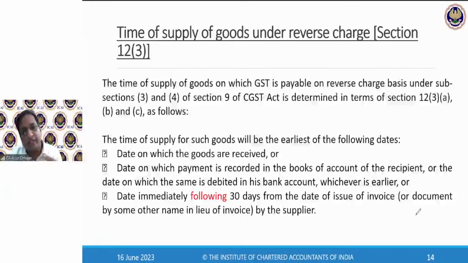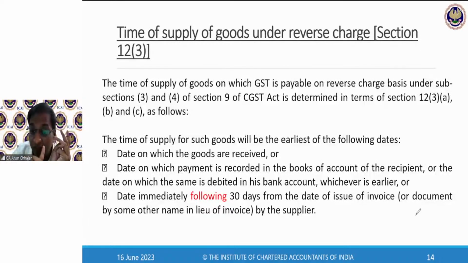What is the time of supply for the reverse charge? Okay, fine. All are understood. So time of supply of the goods under reverse charge would be the earlier of below 3. What is the 3? First is the date of the receipt of the goods. Second is the date on which the recipient makes the payment to the supplier. So payment means the date of entry in the books or date on which the payment is debited. And third is invoice plus 31 days, or you can say immediately following after 30 days.